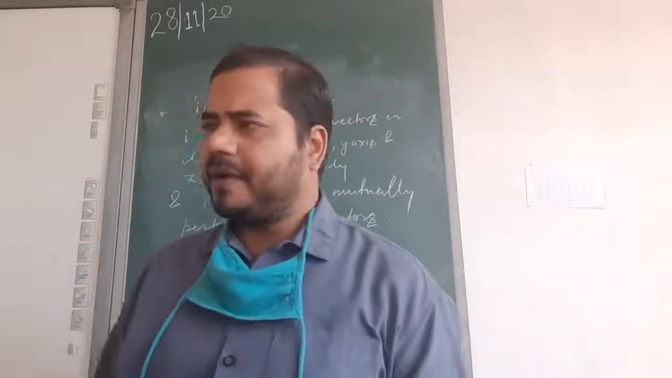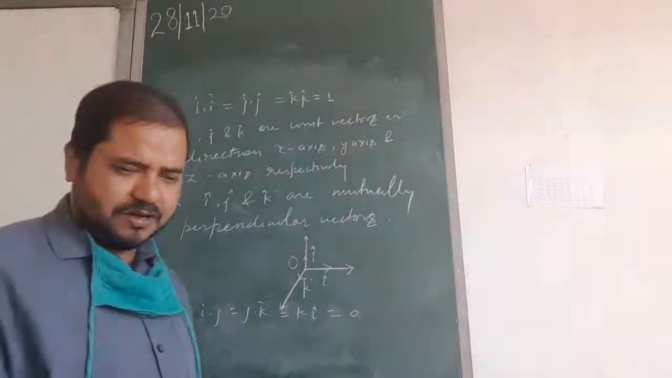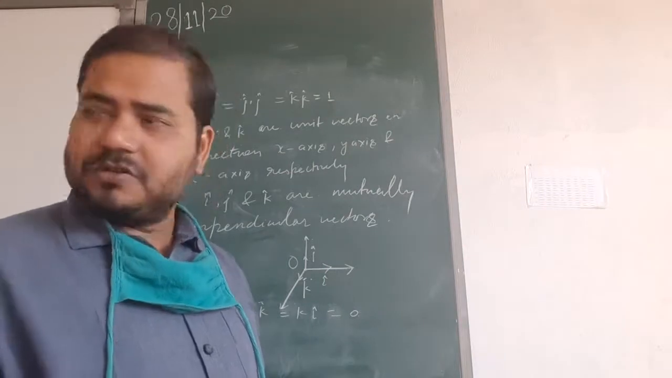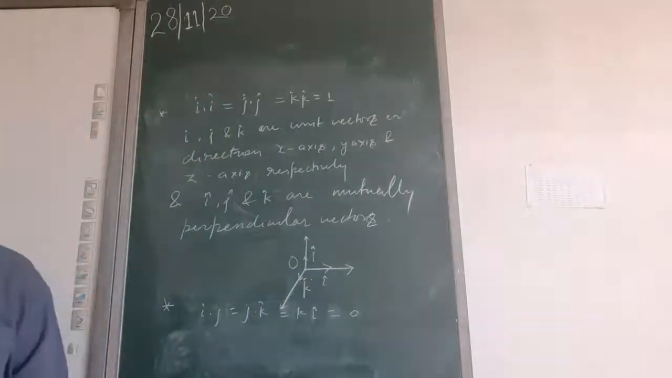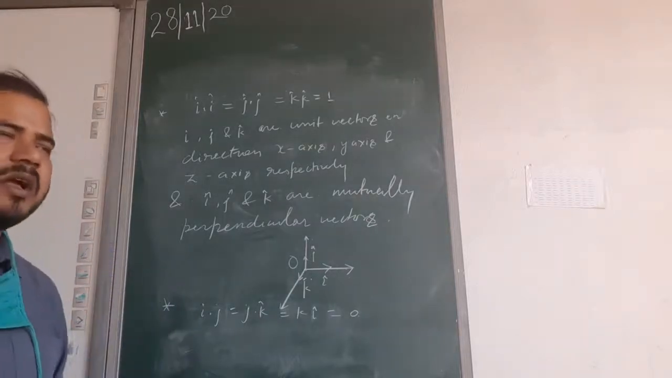But if it is perpendicular, then theta is pi by 2. Then in this case, A dot B must be equal to 0. That means I dot J must be equal to 0. Clear? So next you write down the most important thing. K dot I and I dot K, there is no problem in that. Dot product is commutative. Okay?